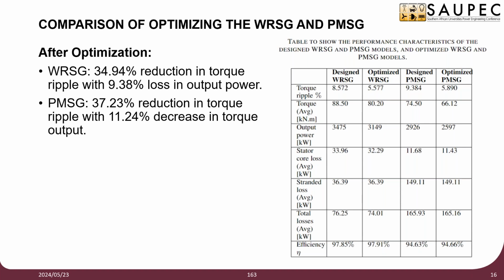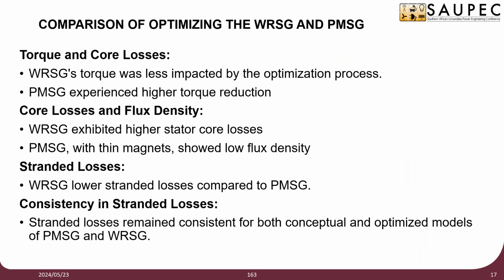This shows the efficiency of the optimization process in reducing torque ripple, with the WRSG demonstrating a more efficient trade-off between torque loss and torque ripple reduction compared to the PMSG. The optimization process impacted the PMSG's torque more significantly, leading to reduced power output. The WRSG outperformed the PMSG with a higher efficiency.